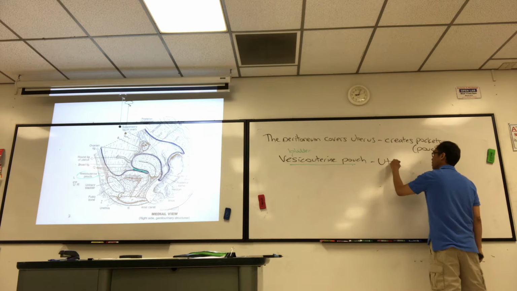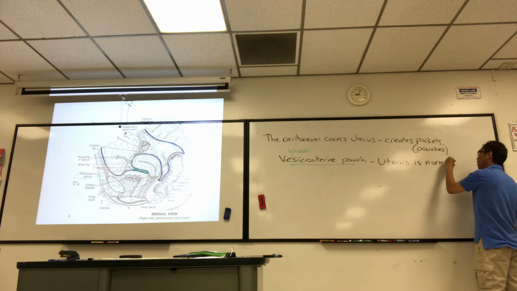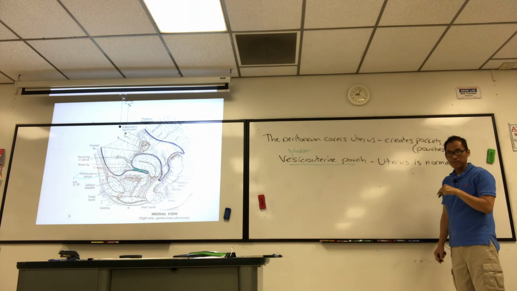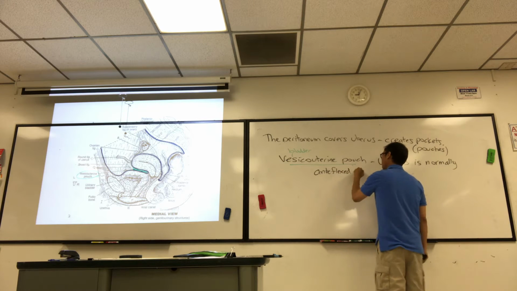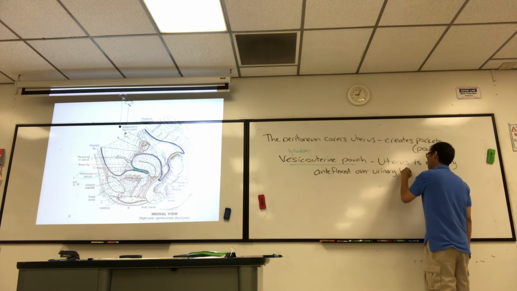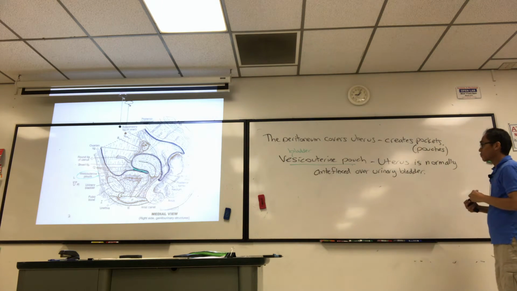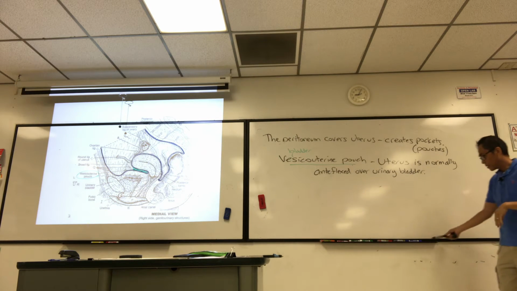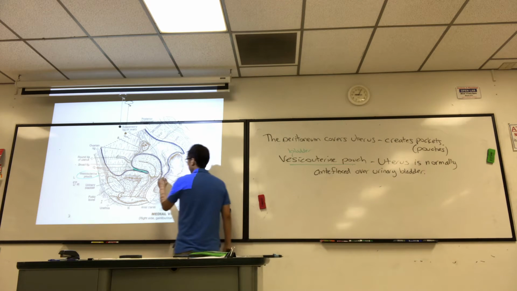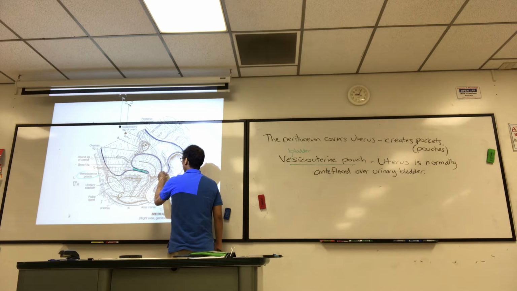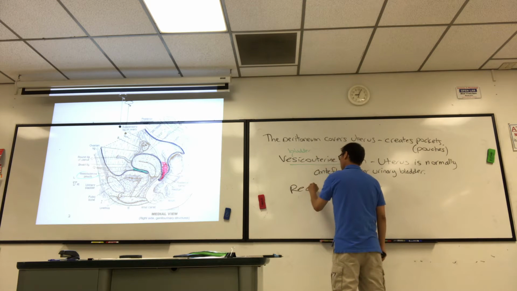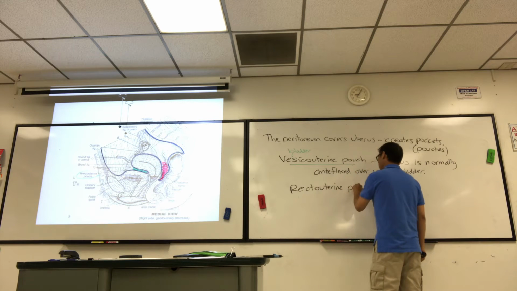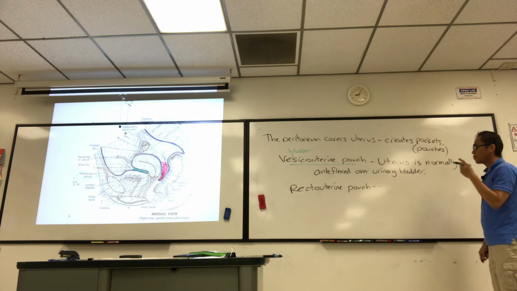The uterus is normally, they call it, anteflexed over the urinary bladder, creating this pouch. Now the pouch behind it, okay, that's the rectouterine pouch. It's the pouch between the uterus and rectum.